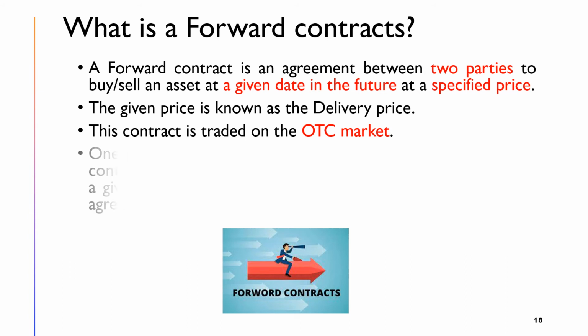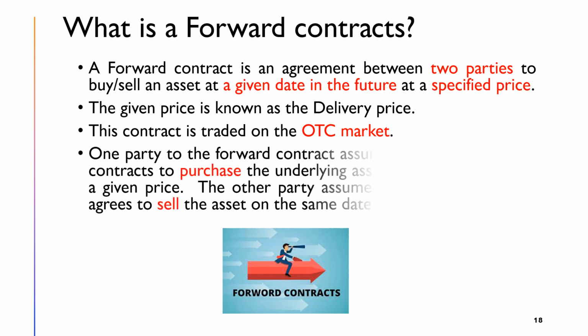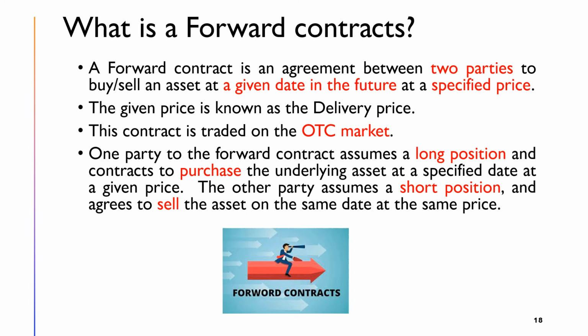One party to the forward contract assumes a long position and contracts to purchase the underlying asset at a specified date at a given price. The other party assumes a short position and agrees to sell the asset on the same date at the same price. A typical participant in a forward contract is a commercial or investment bank that, serving the role of the market maker, is contacted directly by the customer.